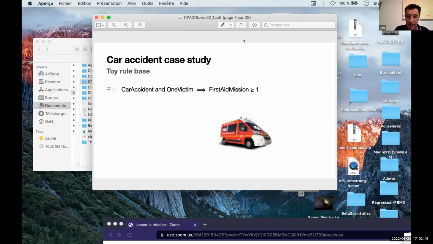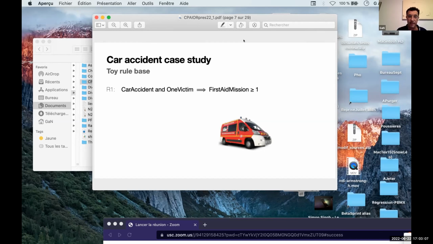Because I've got a few minutes, I will focus on a small example for you to better understand the case. This is a car accident case I imagine for you. It's a rule-based problem as explained in the beginning. So this is the first rule. If you've got a car accident and you've got one victim, then you have to plan a first task, which is a first aid mission.